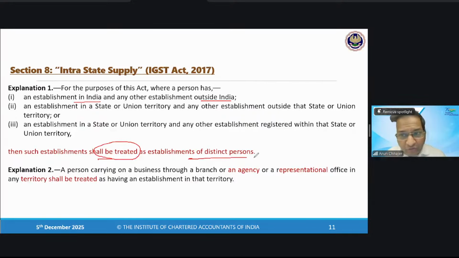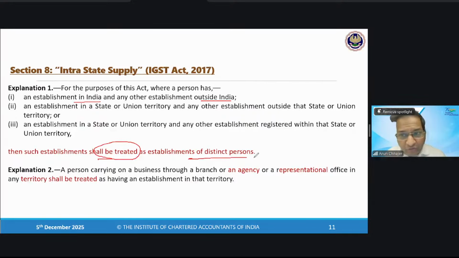Try to understand this point. Clarify. This point says that if you have a branch office in India and another office outside India, the branch office is an establishment in India. So it means now explanation 2 clubbed with explanation 1. Answer of explanation 2 clubbed with explanation 1.